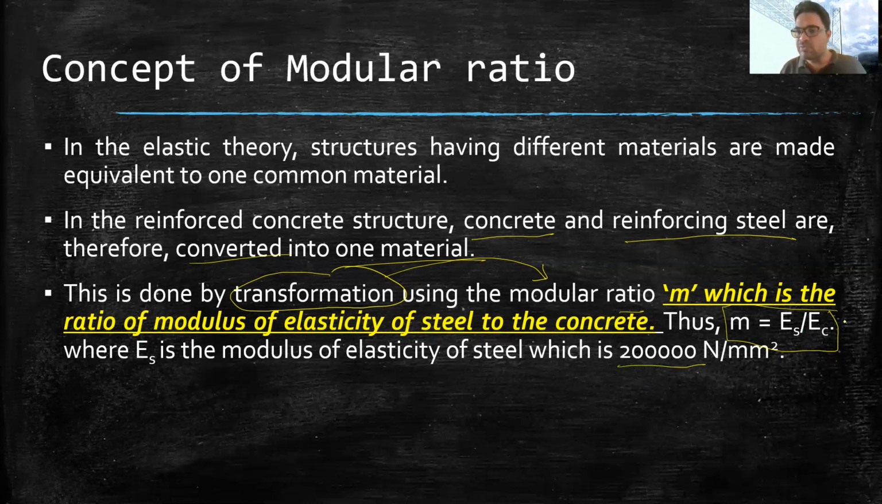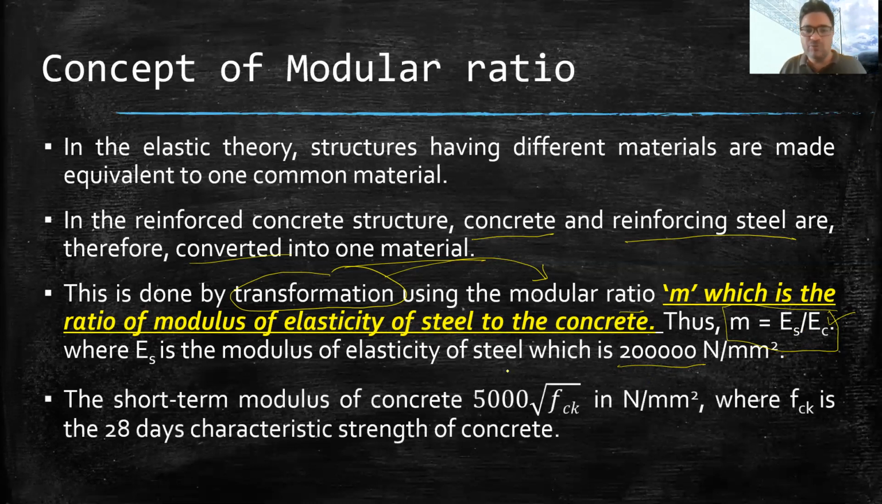Now, how do we find out EC? I have explained the process of calculating the value of EC in the previous lecture. So EC can be calculated for the short-term modulus. We can find out the EC value as 5,000 times under root FCK. We have seen this in the previous lecture also. And in this case, FCK is the 28 days compressive strength or characteristic strength of the concrete.